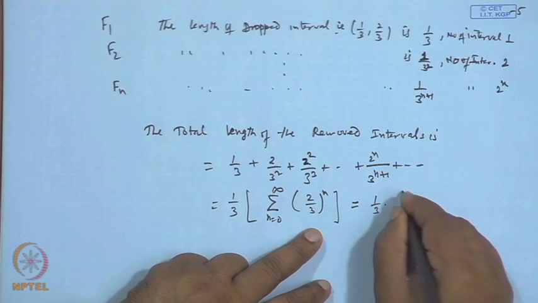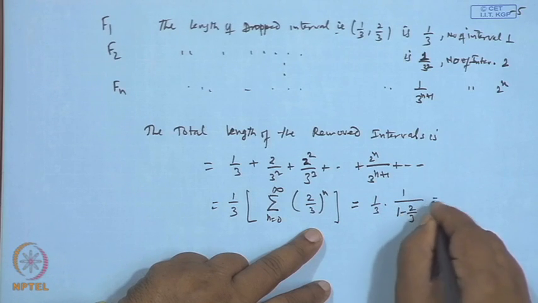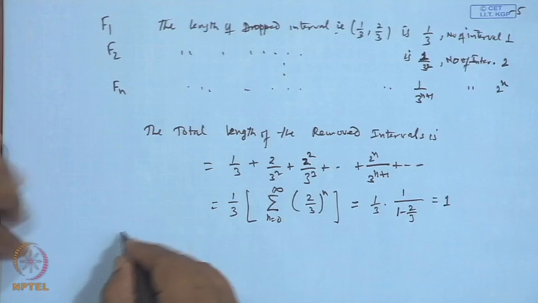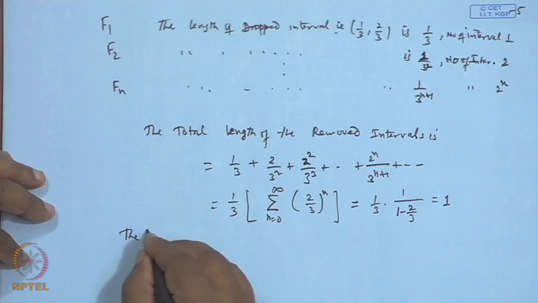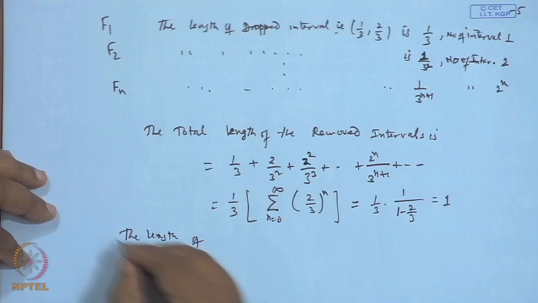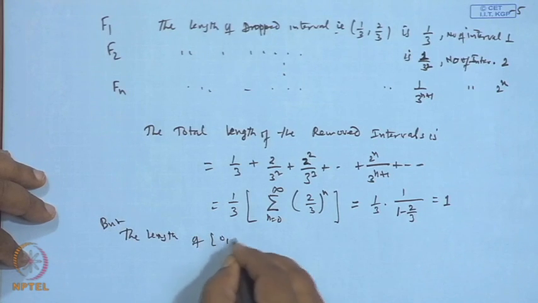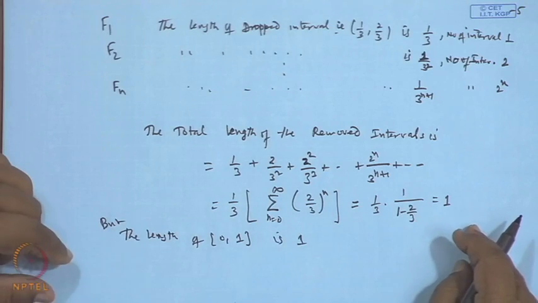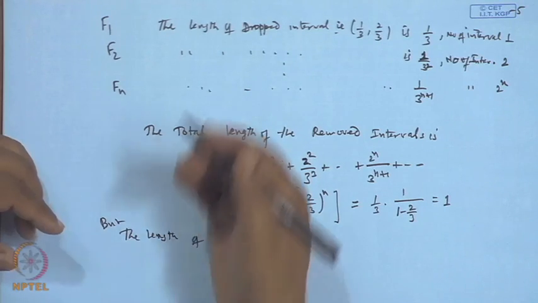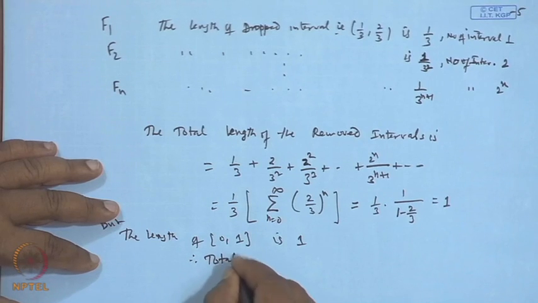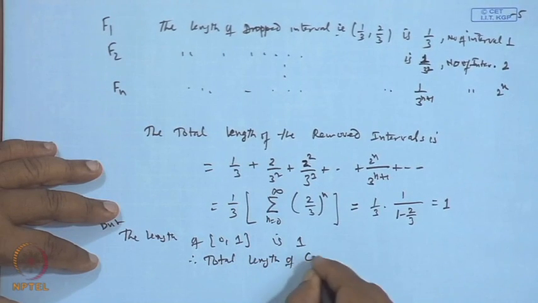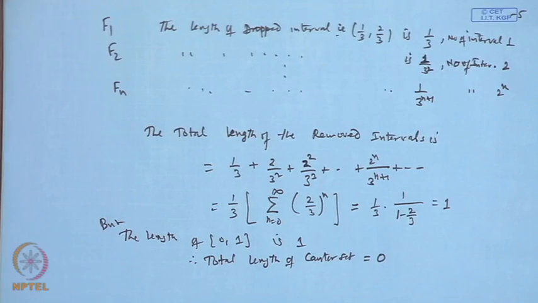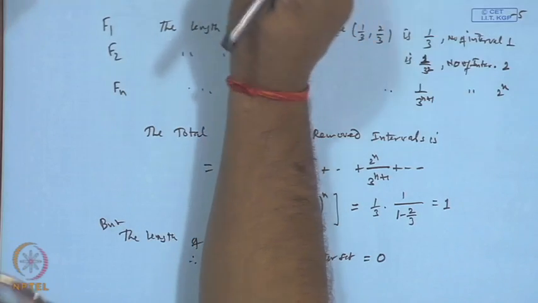So, it is 1/3, 1 over 1 minus r, and the length is coming to be 1. So, it means from the closed interval from where we have started, the length is 1, and the dropped intervals also have total length 1, and the remaining one is the Cantor set. Therefore, the total length of the Cantor set is 0. That is, the measure of the set is 0.